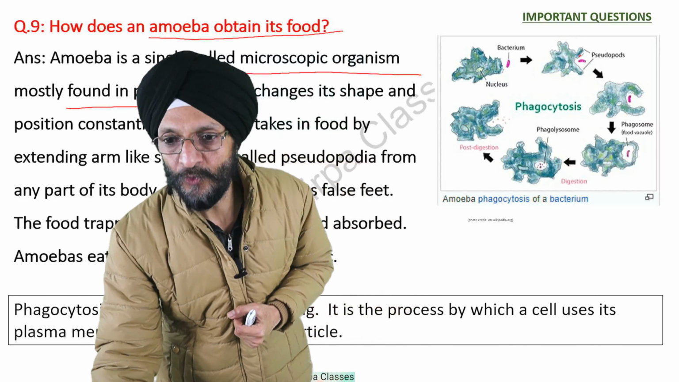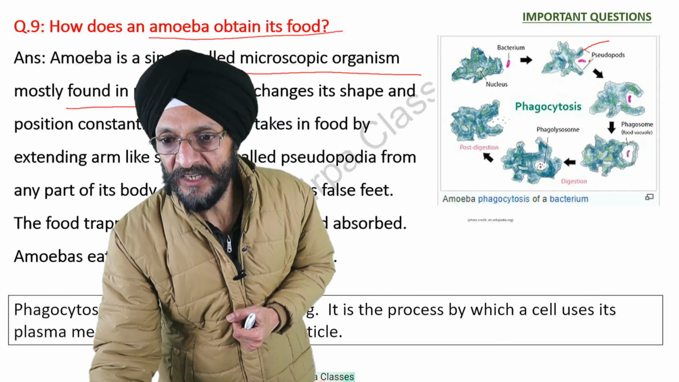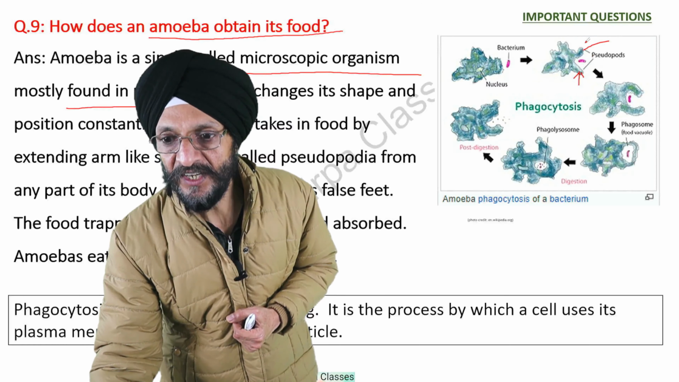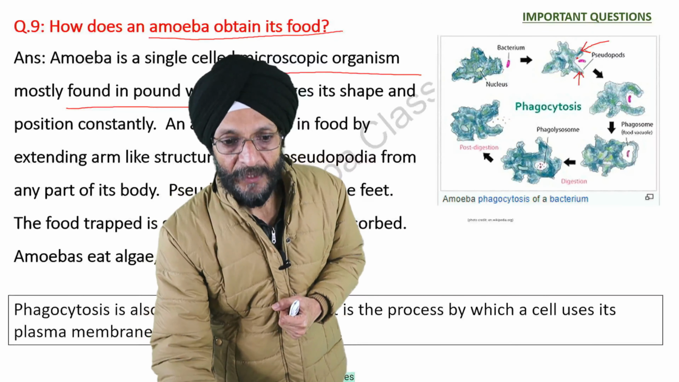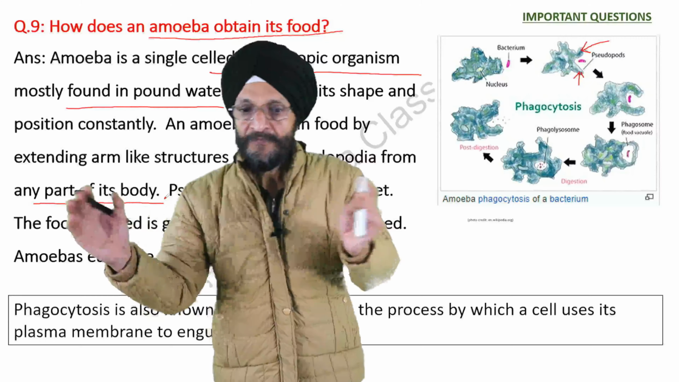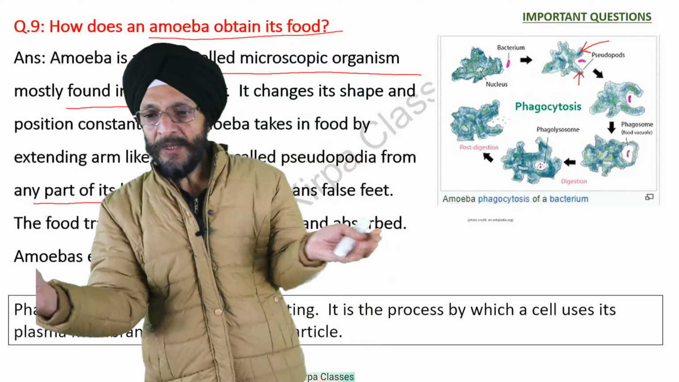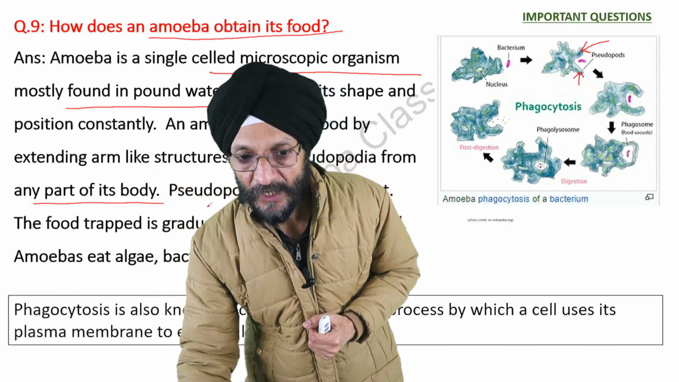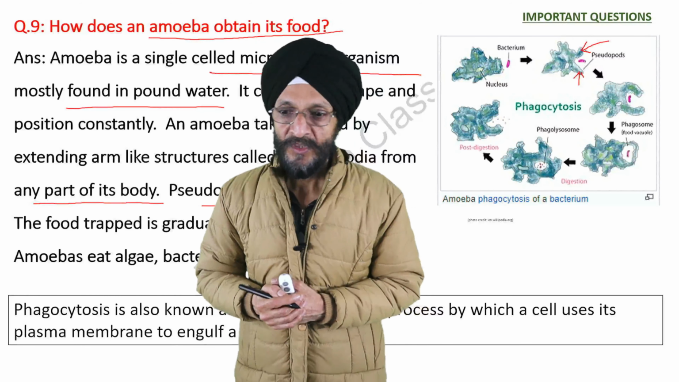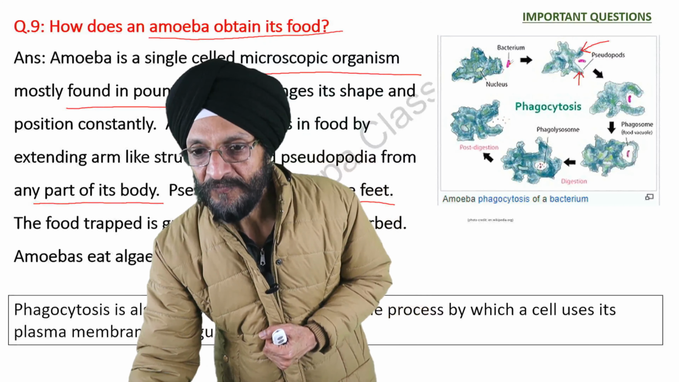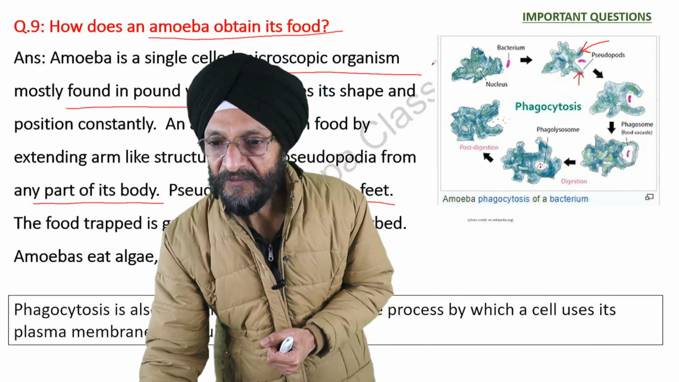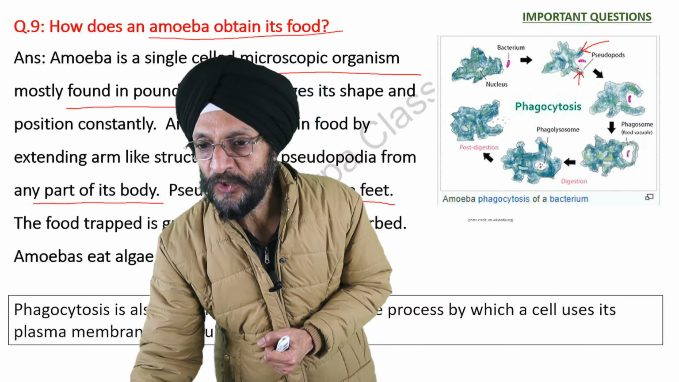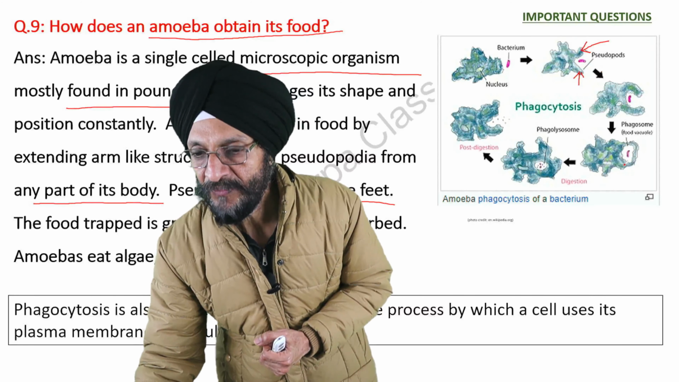It takes its food by extending arm-like structures. You can see here that these are the arm-like structures which it has extended. It can extend arm-like structures from any part of the body. Pseudopodia means false feet. You can see here that this is the amoeba and there is some food particle which amoeba has seen, and it will extend its false arms, that is pseudopodia, and it will capture the same.